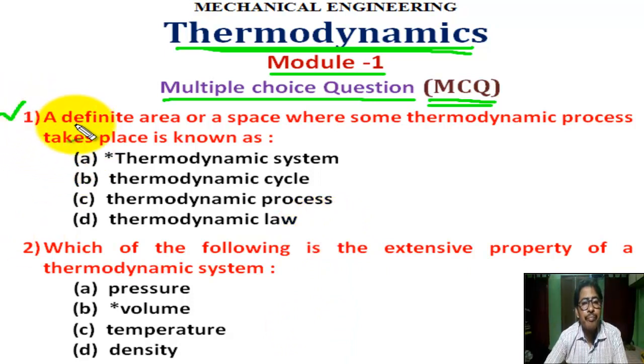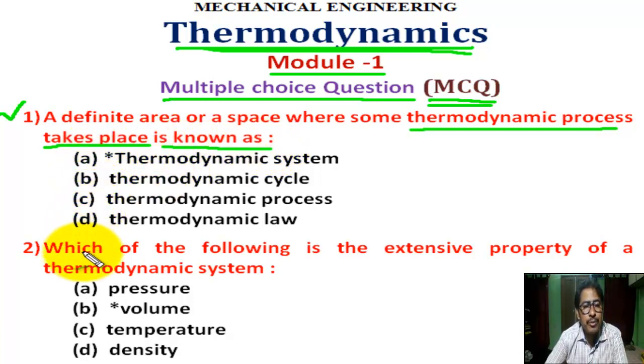Question number 1. A definite area or a space where some thermodynamic process takes place is known as. There are 4 options. Correct answer is A, thermodynamic system. Thermodynamic process means a change from one type of equilibrium to another type. Thermodynamic process means isothermal process, adiabatic process, etc.